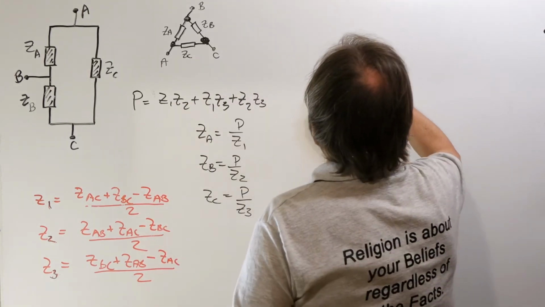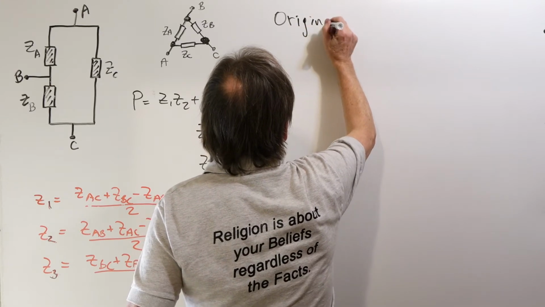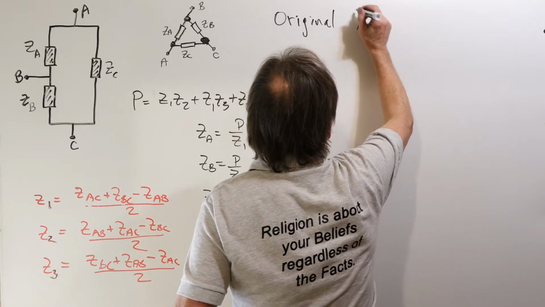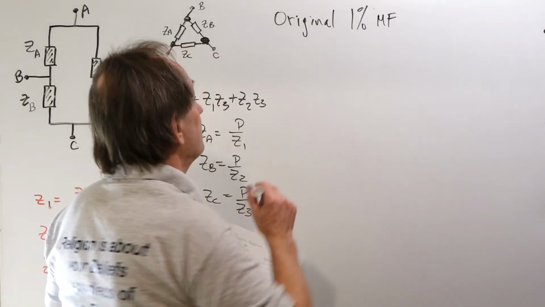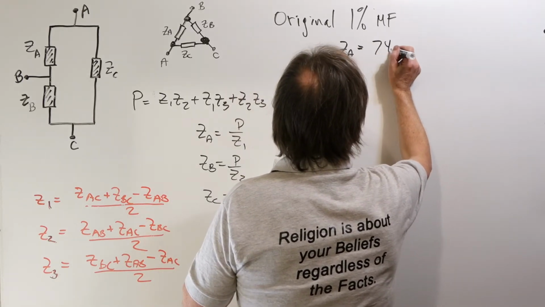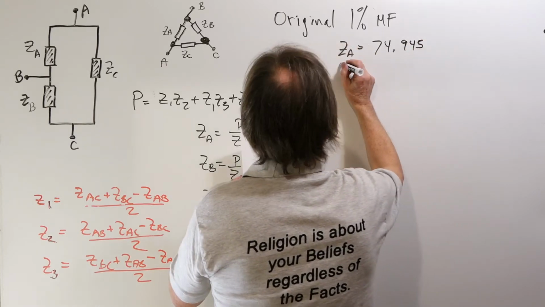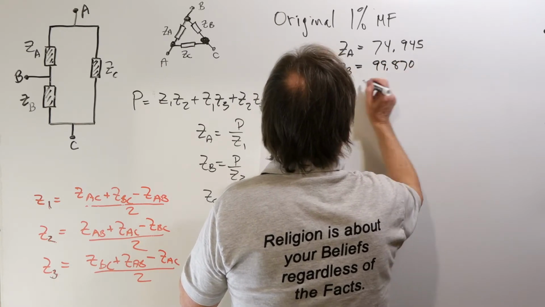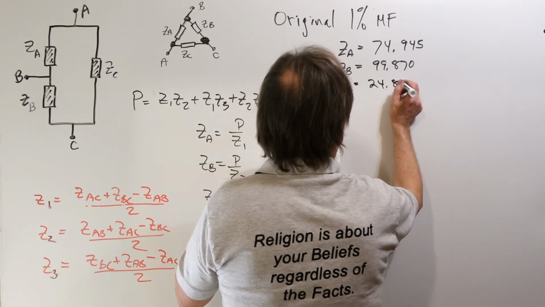Now, the original resistors were 1% metal film resistors. I measured them before I put the network together and recorded the values, and these are the values that I started with. ZA was 74.945 ohms, ZB is 99.870 ohms, and ZC is 24.841 ohms.